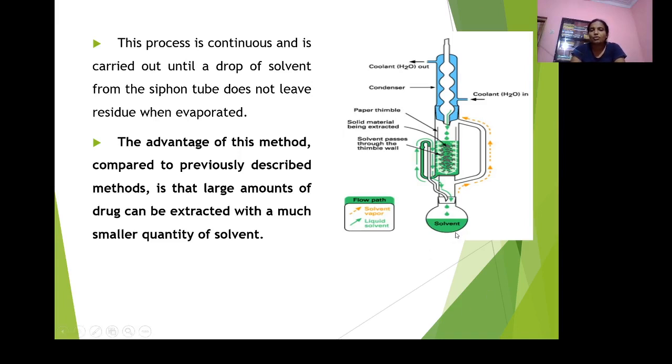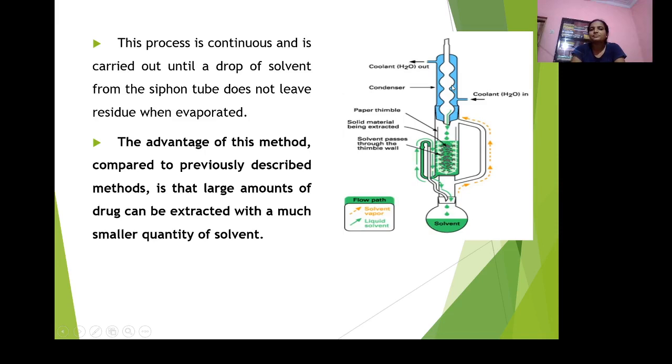Mainly, we require the round bottom flask, RBF. Then we require the thimble and condenser. It consists of these parts. Inside the RBF, we take the solvent which is used for the extraction process. And inside the thimble, we keep the drug material which is placed inside the porous bag. That bag should be placed inside this thimble, and above this the condenser is attached. And there is an outlet and inlet for the water, cool water.